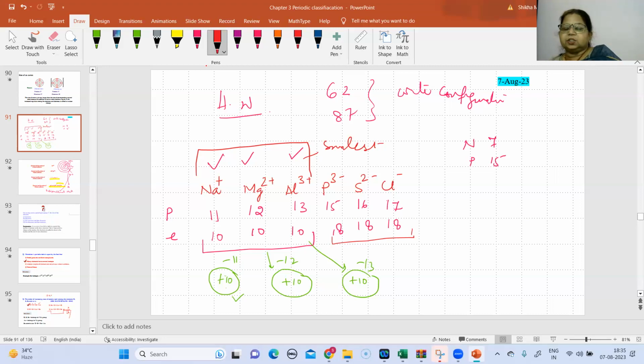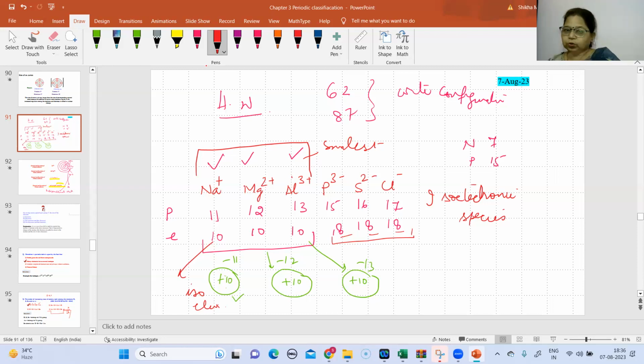So what are these species called? That phosphorus, all of them have 18 electrons each. So they are known as isoelectronic species. Most of the time the questions are asked from these only. Similarly, these are examples of another set of isoelectronic species, right? Now, in isoelectronic species, you can conclude: the larger the charge on the cation, the smaller will be the size. That is a generalization.